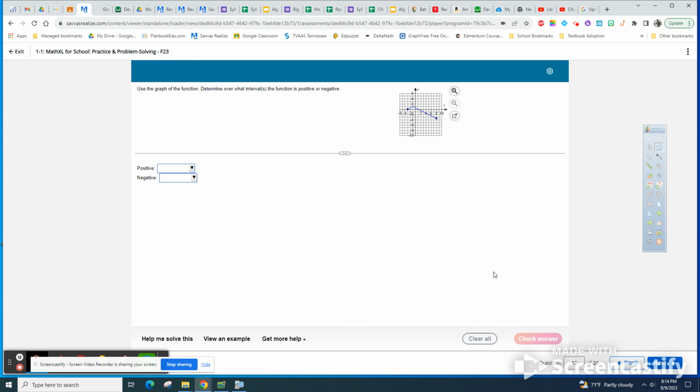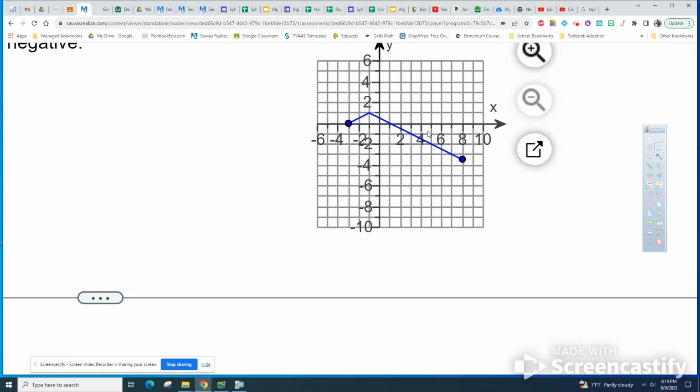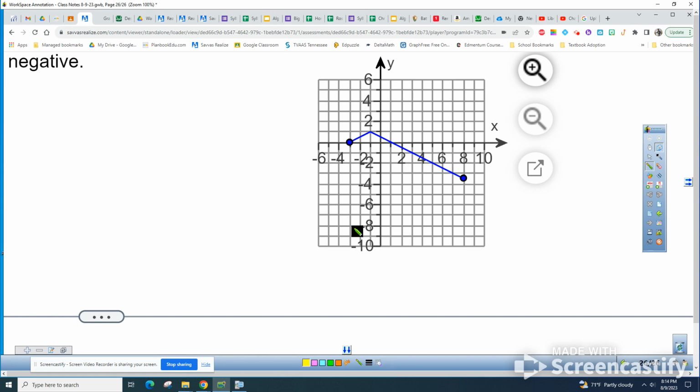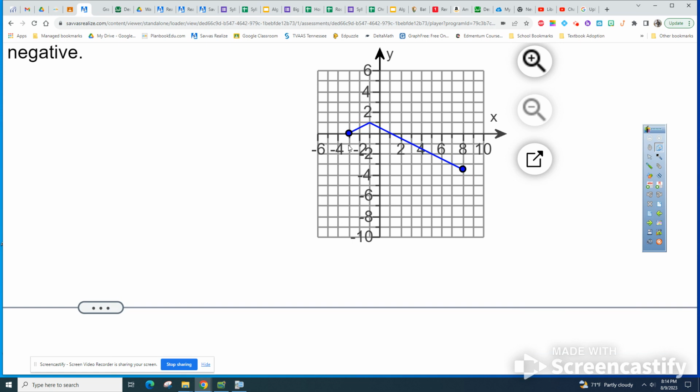So what's positive and negative? Okay. So again, now these are closed dots. So we're going to see how that affects, because that sometimes is a weird way to work with it. So that's our positive. This is our negative. The 0 doesn't count because it's not positive or negative. So they put the closed dots in here to try to mess with us. Let's try not to let that happen. So from -3 to 1, and from 1 to 8.